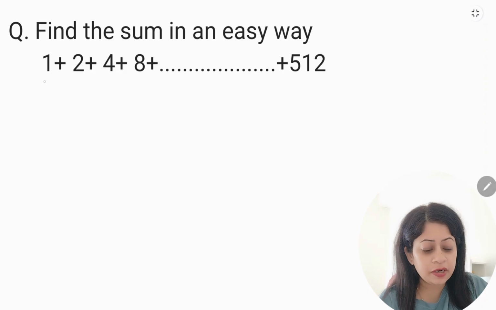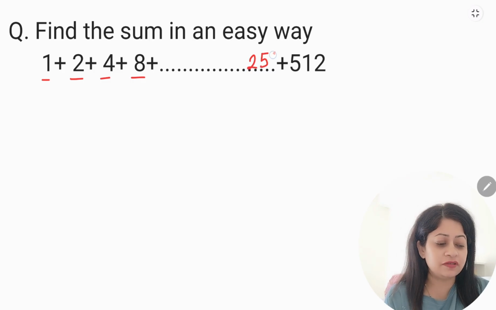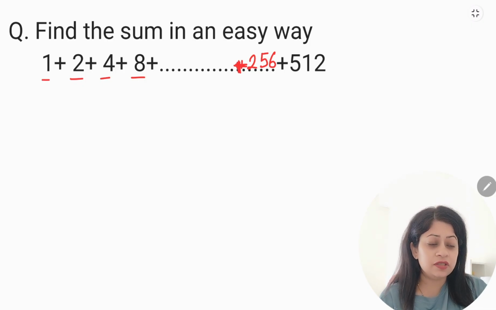If we see, we have 1 plus 2, like we are making it double, like we are multiplying between every next term. 2 times 2 is 4, 4 times 2 is 8, 8 times 2 is 16, like that, and this number will be here like 256, right? So we know this, we are checking this pattern now. We know this pattern now, right? We need to find out the sum.